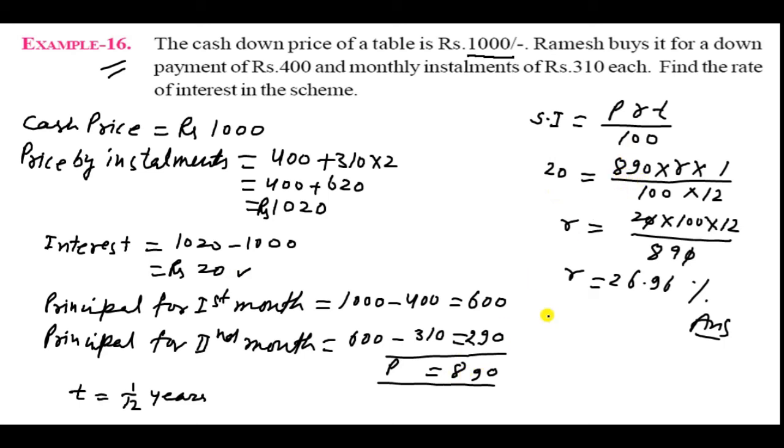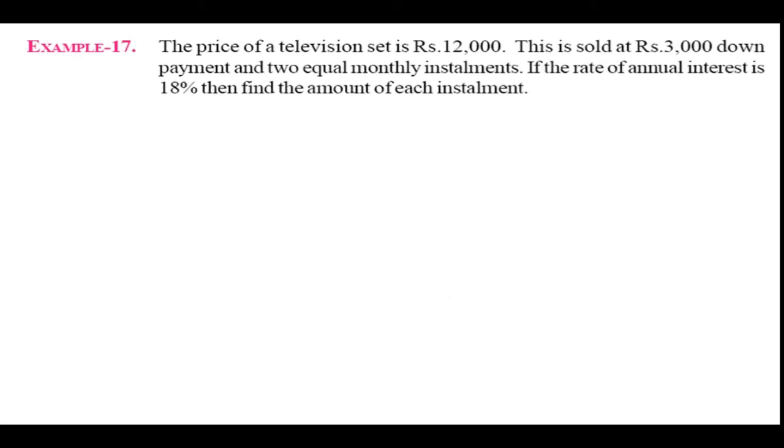Now, the principal for the first month: the item was 1000 rupees and he returned 400 rupees, so the principal is 600 rupees, that is, interest has to be charged on this. Now, the principal for the second month: 600 was left, out of which he returned another 310 rupees. So the remaining money is 290, so that the total principal is 890. And time is always, remember, 1 upon 12 years. Why? Because it is the monthly installment.